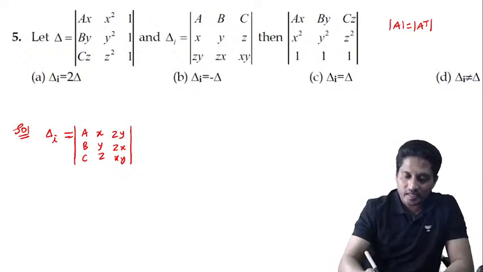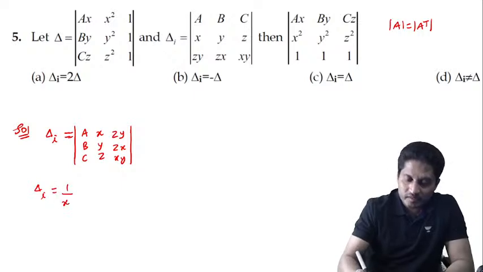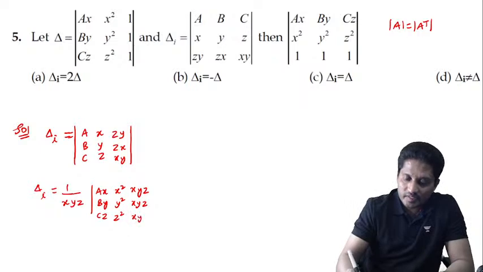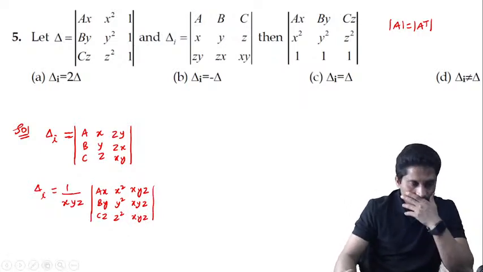Now delta I is equal to, first row you multiply by x and divide by x. This becomes ax, x square, and xyz. Second row, if I multiply and divide by y, this is by, y square and xyz. Third row, if I multiply and divide by z, you get cz, z square, and then xyz.